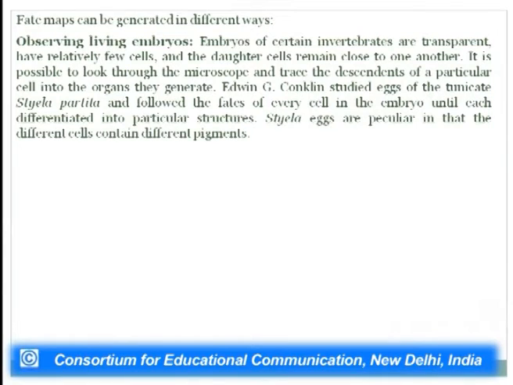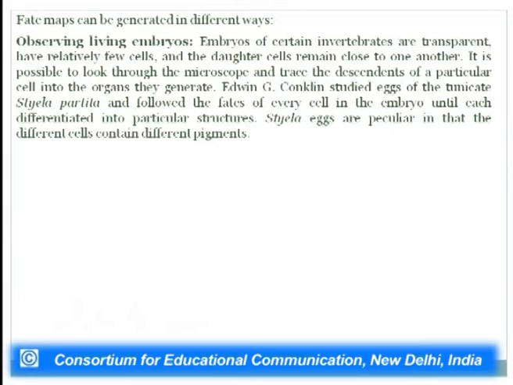Before talking about the amphibians, right here we will talk about different techniques to generate fate maps. They can be generated in different ways. One is by observing living embryos. Embryos of certain invertebrates are transparent, have relatively few cells, and the daughter cells remain close to one another. So, it is just possible to look through the microscope and trace the descendants of a particular cell into the organs they generate.